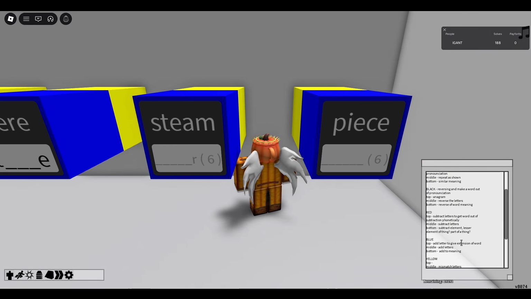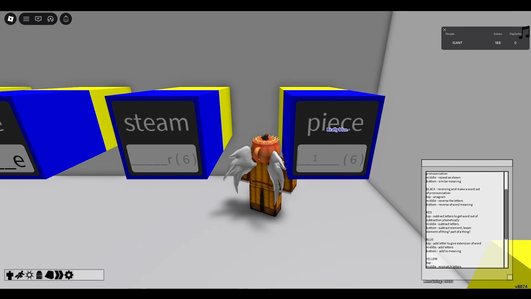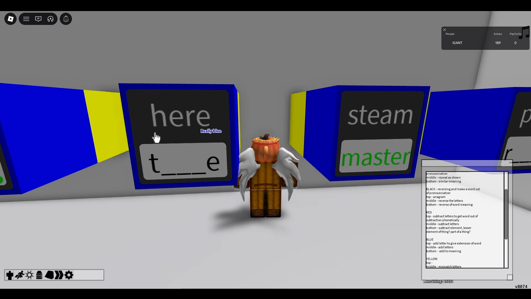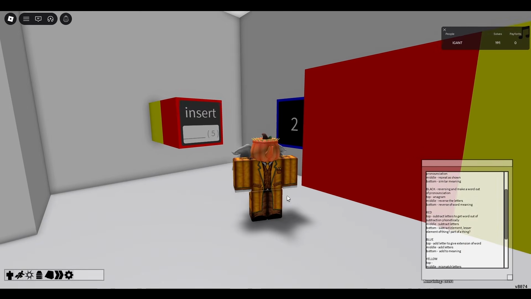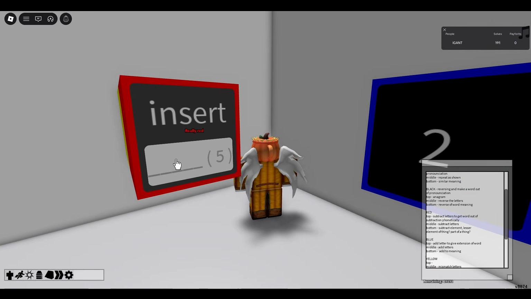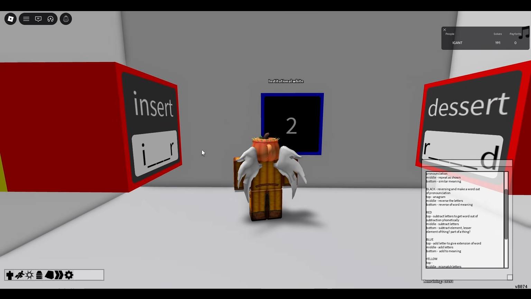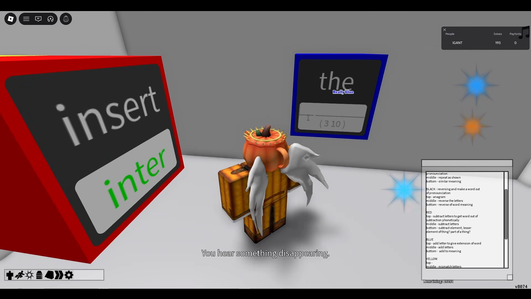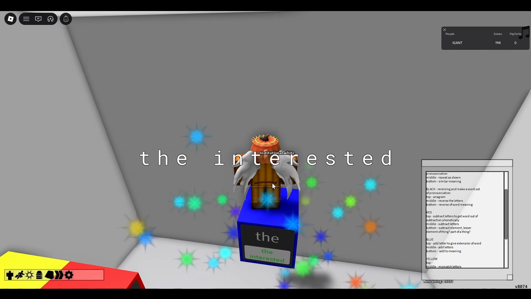So now it wants us to add the letter to piece, and then anagram. Stream, and then anagram stream. There, and then anagram there. Insert desert. Subtract letters, and then anagram. These are not as obvious. Enter what? Interested. The interested? Wait, yeah. Boom. The interested.